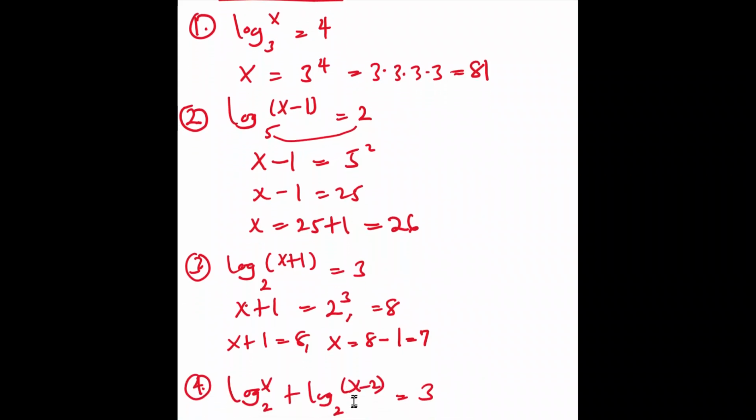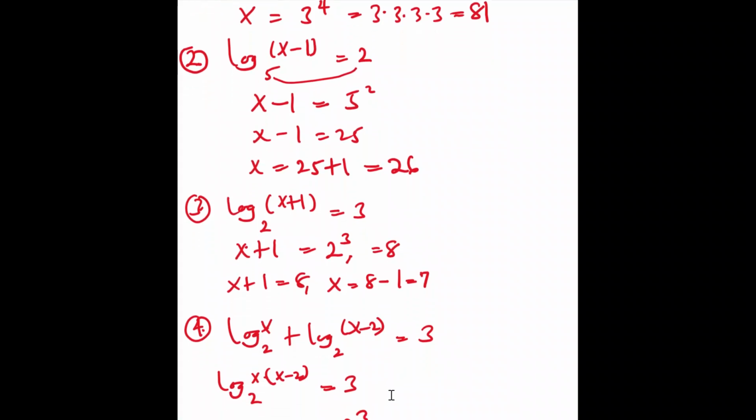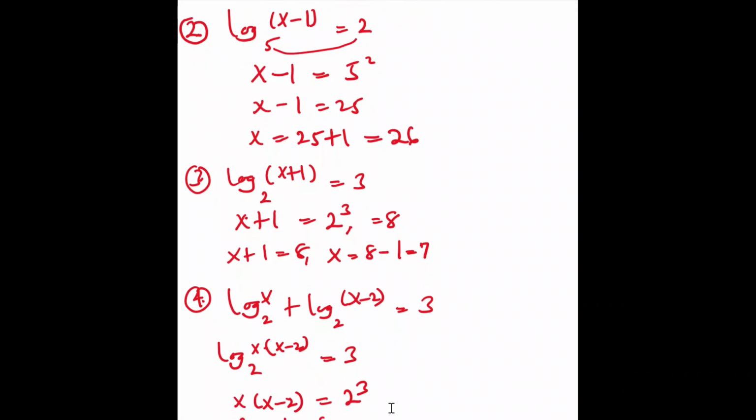Number 4: log x base 2 plus log (x minus 2) base 2 equals 3. In this one we have to use the product law. Because they are added together, we multiply x and x minus 2, and when we combine them, the logarithm disappears. So that will be log x(x minus 2) base 2 equals 3, which gives x times (x minus 2) equals 2 raised to the power 3, and 2 raised to the power 3 is 8.